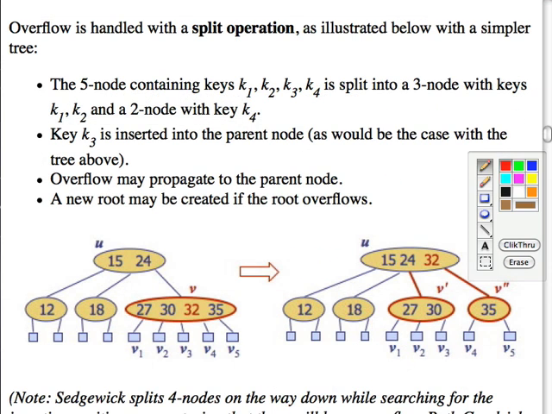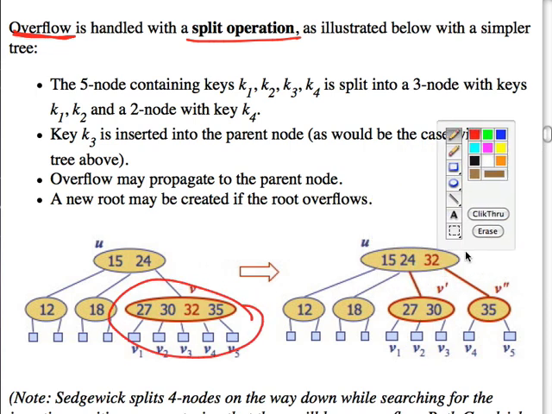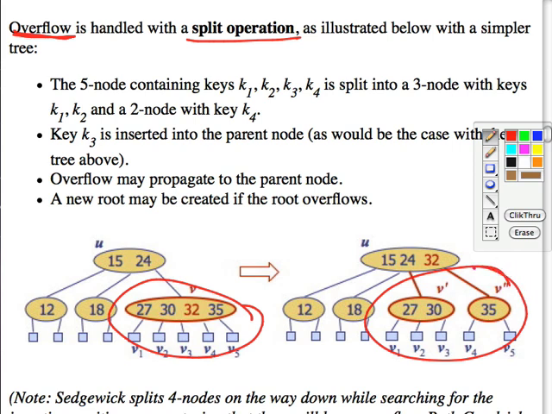Now here I'm returning to a previous screen. You may remember that with 2-4 trees on a previous screencast, overflow in 2-4 tree representations was handled with a split operation where we took the node that had too many keys in it and we split it up into 2 nodes here. It turns out that the situation we're looking at now with red-black trees could be this situation, but it could also be simply an incorrect representation of a 2-4 tree.